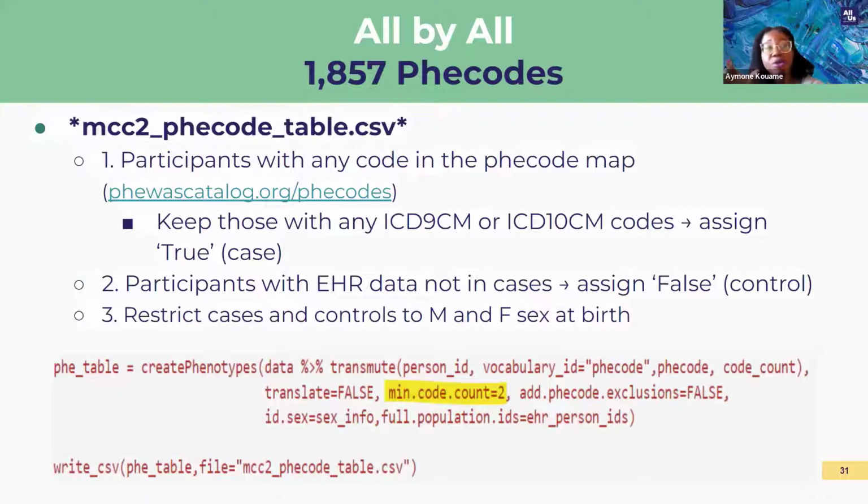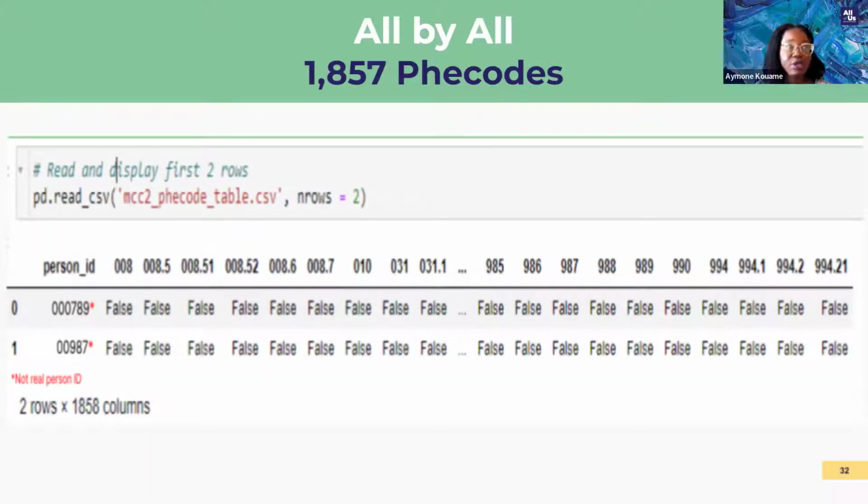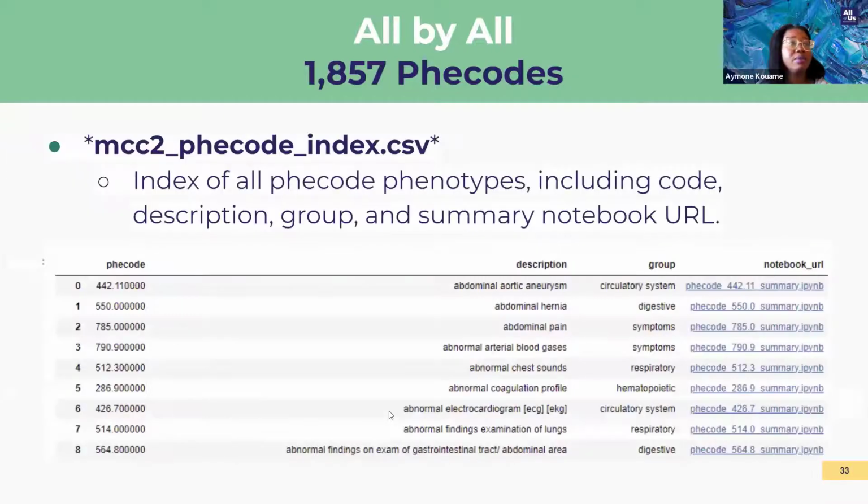And then we did restrict those to sex at birth, male and female. And we had the minimal code count of 2. And we were able to create the Phecode table. And similarly to the other ones, it's column, person ID, Phecode, and then false or true. And then there's also an index table.